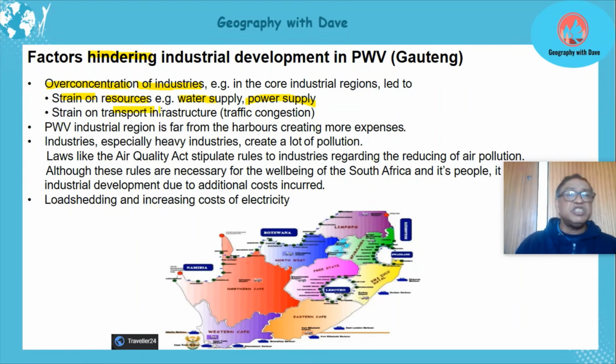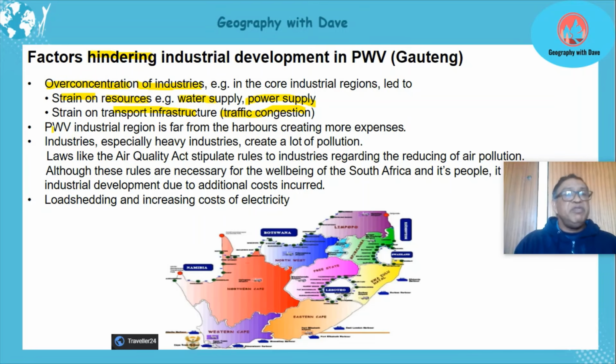Strain on transport infrastructure, traffic congestion. It's a hindering factor because sending your goods out from the PWV region is a problem. Sometimes you get traffic jams, your goods are not going out, or the raw materials are not coming in. These are massive problems that we experience.